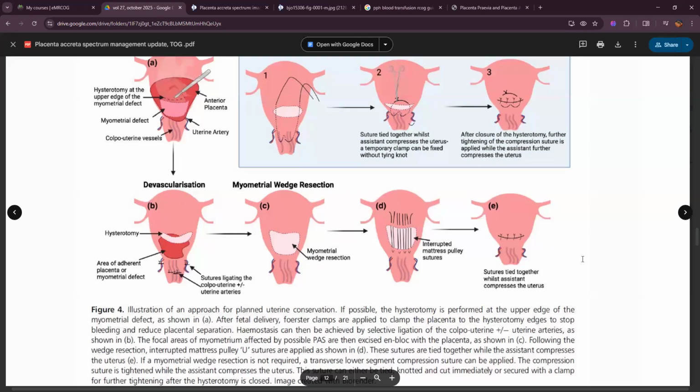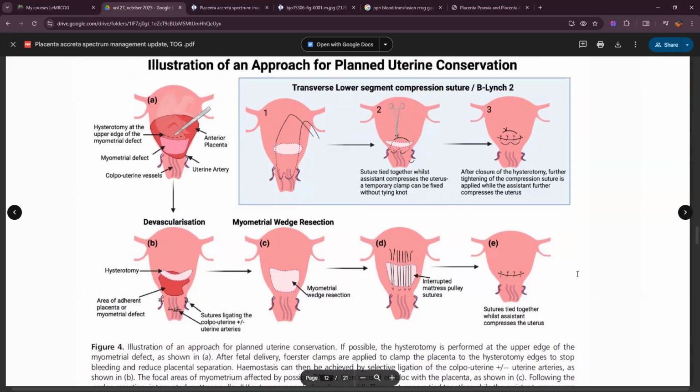Again, if you have joined me right now, I'm not talking about a normal cesarean delivery. I'm talking about preserving the uterus for someone who is having placenta accreta spectrum. Always the assistant is trying to compress the uterus because the assistant is trying to make the uterus contract so that the bleeding is less. Right? And afterwards, you can do what's called a transverse lower segment compression suture or B-Lynch 2. What is B-Lynch 2?